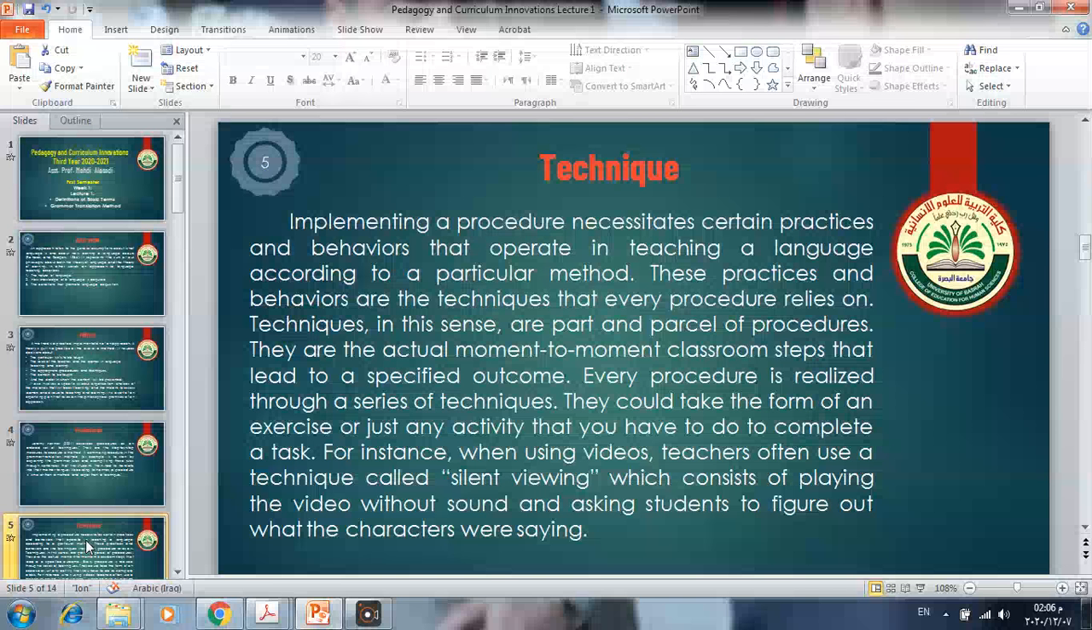For instance, when using videos, teachers often use a technique called silent viewing, which consists of playing the video without sound and asking students to figure out what the characters were saying. So this is a kind of technique that the teachers might use to reach a certain aim.